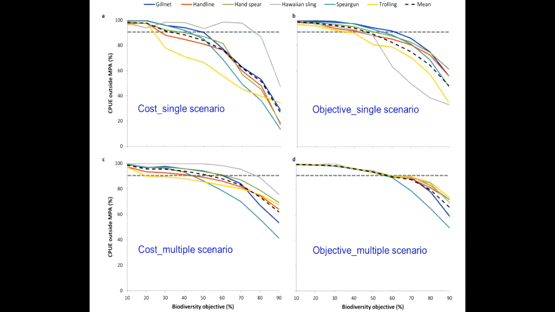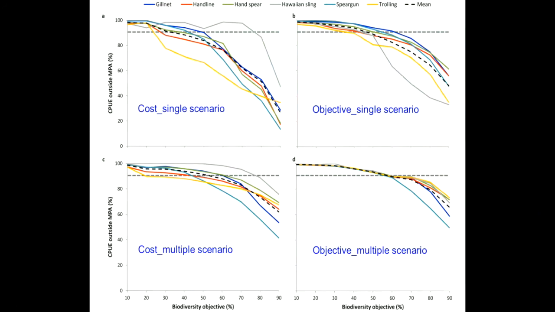So we can see that here, under the cost single, the typical approach, they're most severe and they're least severe under this objective multiple scenario. The other thing is that the difference between the different coloured lines of the different gears within a scenario actually differs between scenarios. So here, under this cost single scenario, we can see there's quite a big difference between the coloured lines. Whereas here, we can see that there is not so much difference between the coloured lines or the CPUE lost for the different gears. So this indicates that this scenario produces MPA designs that are likely to be more equitable.